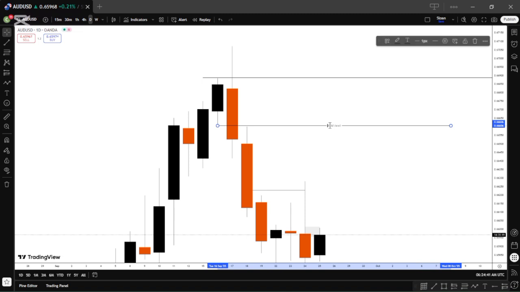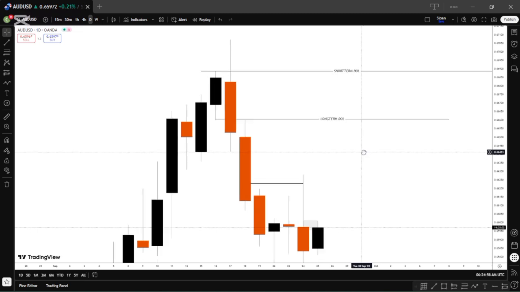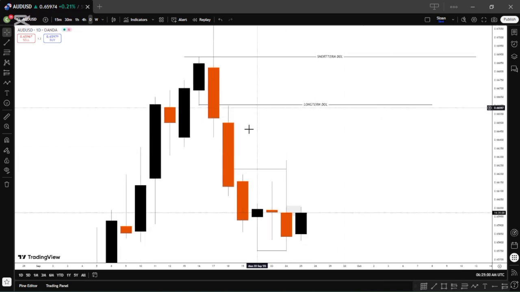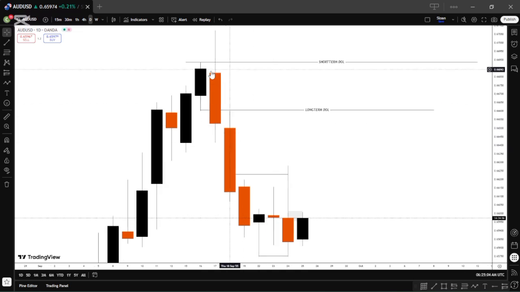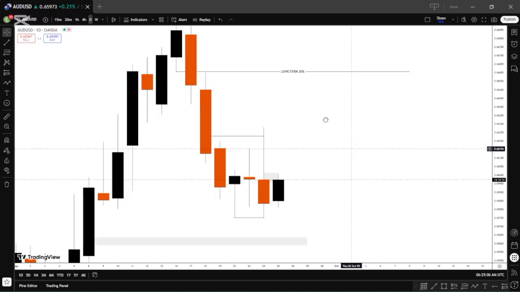So let me articulate this now. This is a long-term DOL, and this is short-term drawn liquidity. And I believe we know why. Okay, so continuing now, this has already told us that yes, we are on a downtrend, and eventually this is going to be a key level for continuation of price.